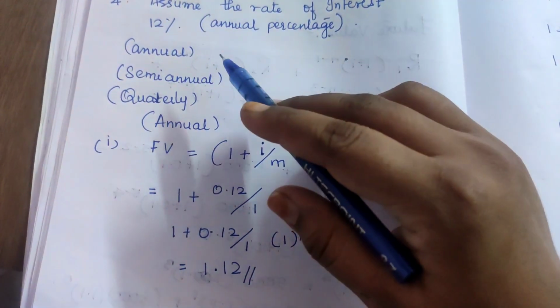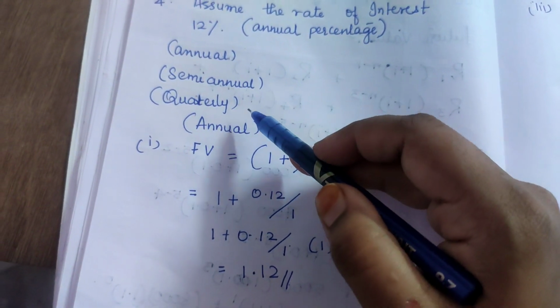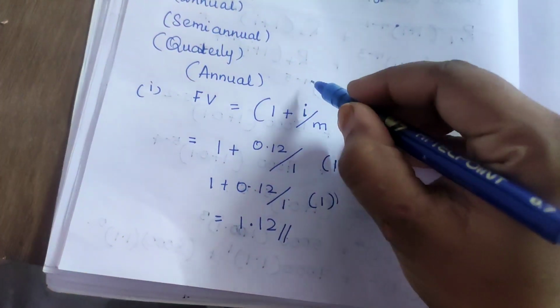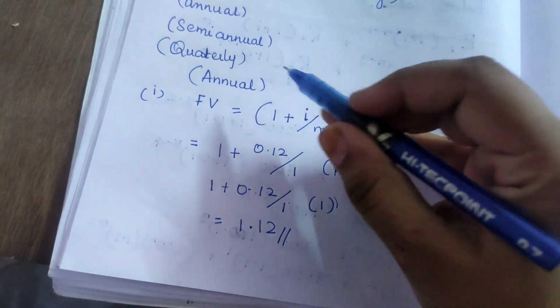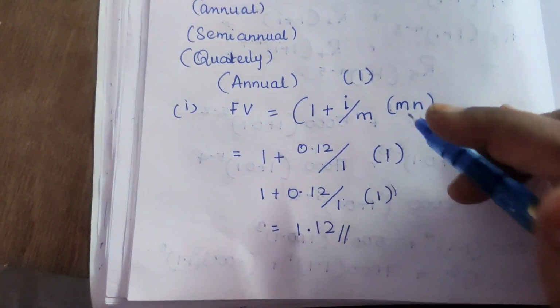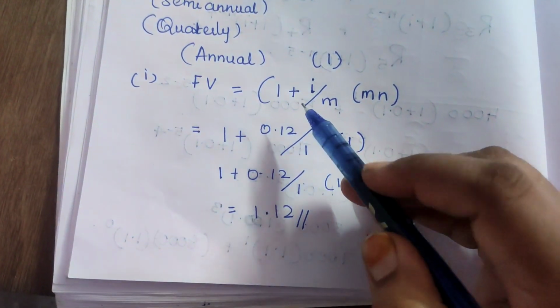Assume the rate of interest is 12%, compounded annually, semi-annually, and quarterly. Annually means we know it is only once. Annually we are going to pay the interest. So we are going to understand the future value of it.